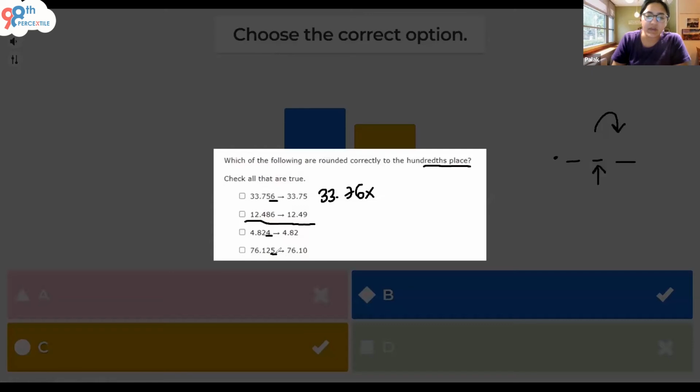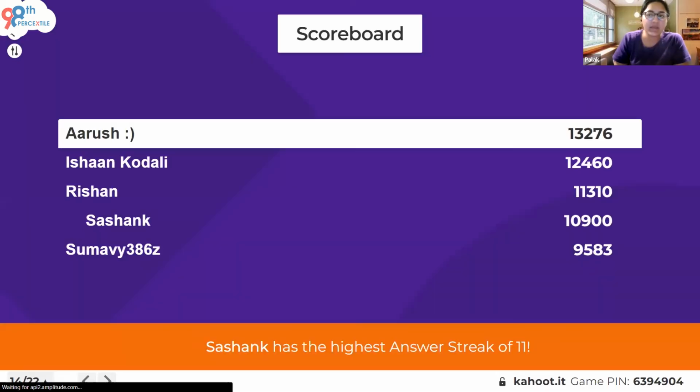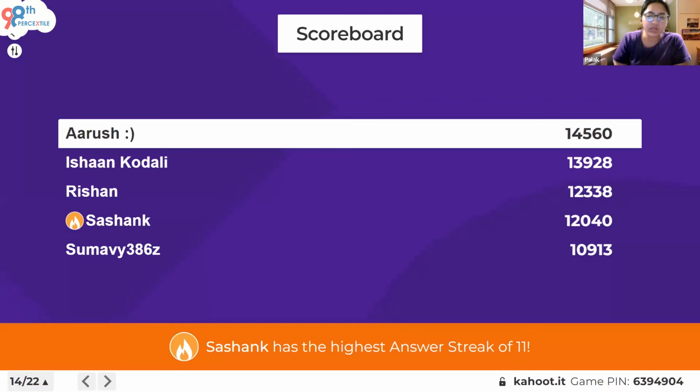And over here, we have 5. So this should have become 76.13. But again, it's an entirely different case. So that is why we will just ignore the fourth option as well. So the answers B and C are correct. Let's see the next one. But prior to that, there's no change as such in the scoreboard except Sashank moving up here in the top 5. Good going, Sashank.